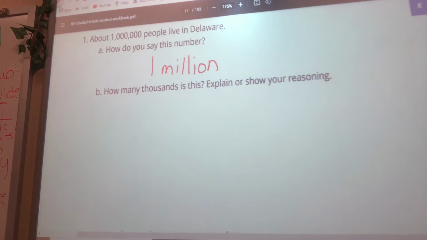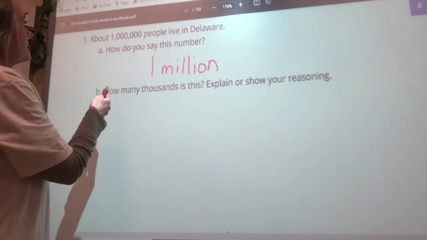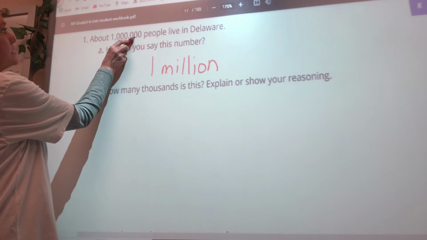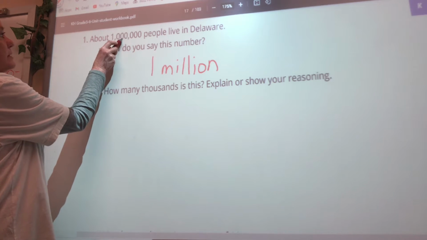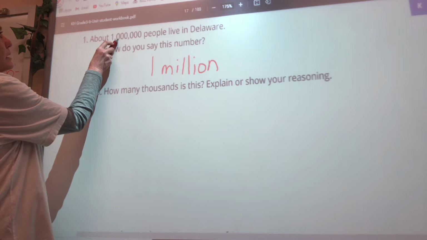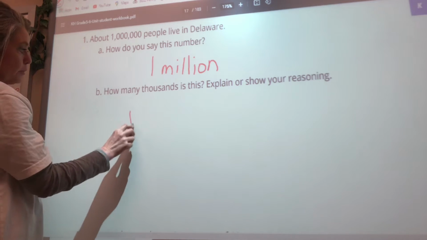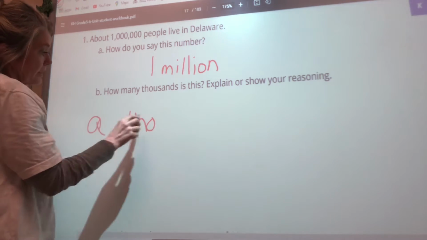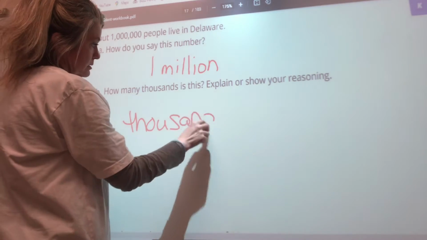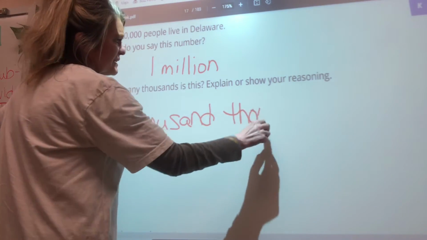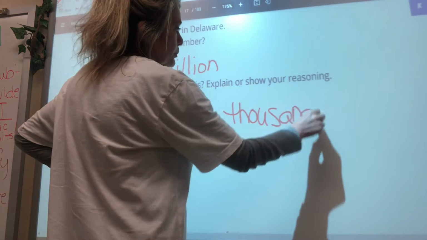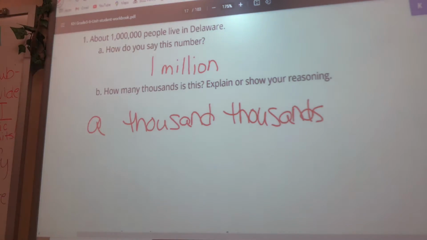And it says, how many thousands is this? Well, let's look at it this way. If we were counting our place values, we would have ones, tens, hundreds, thousands, 10,000s, 100,000s, and this would be thousands. So it would be 1,000 thousands. But instead of saying 1,000 thousands, they came up with a different name to call that category altogether, and they called it millions. But it would be equal to 1,000 thousands.